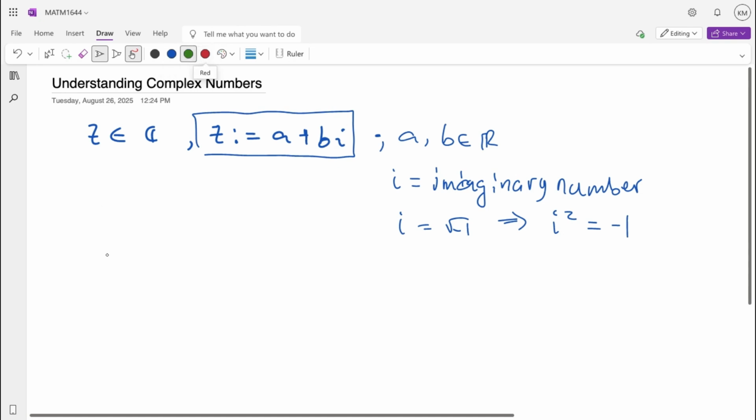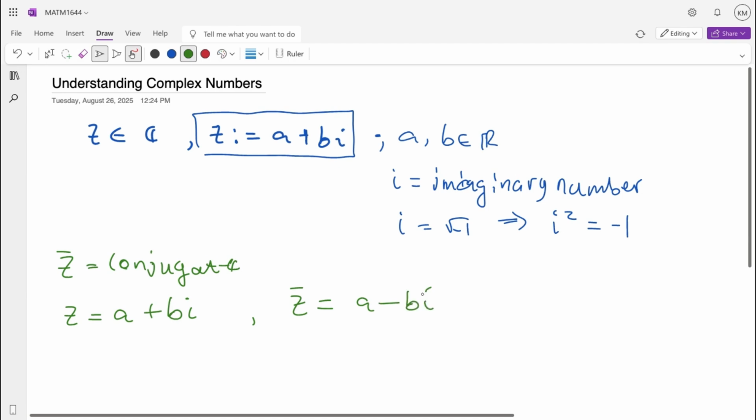Now, if we consider Z bar, Z bar is what we call the conjugate of Z. So if Z equals a plus bi, then Z bar will be a minus bi. You change the sign of b. So b here is positive, and on the conjugate, it will be negative. That is where you change the sign.